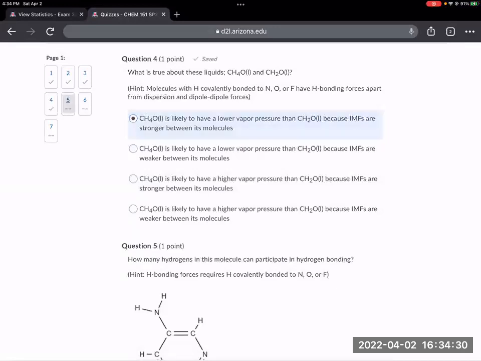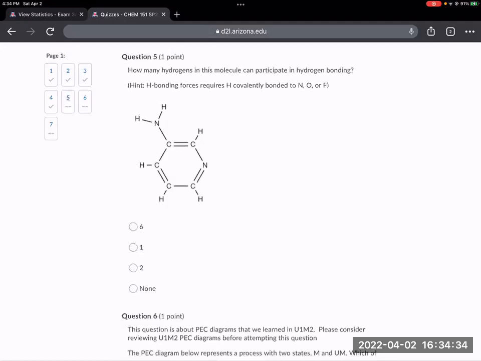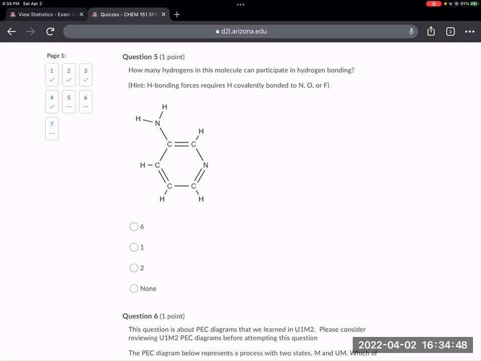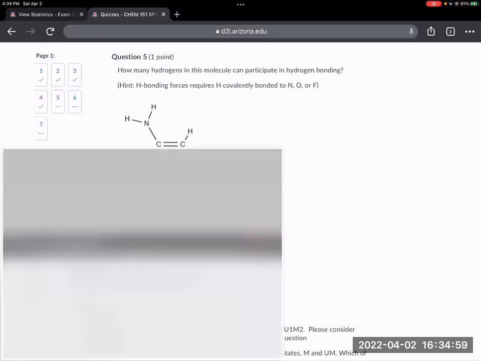Let's move on to question 5. How many hydrogens in this molecule can participate in hydrogen bonding? Okay, so for the hydrogen to participate in hydrogen bonding interactions, they need to be bonded to either nitrogen, oxygen, or fluorine. Okay, so we have 2 of them here. Just to make sure everybody sees what I'm referring to.